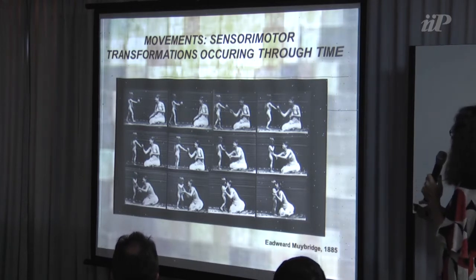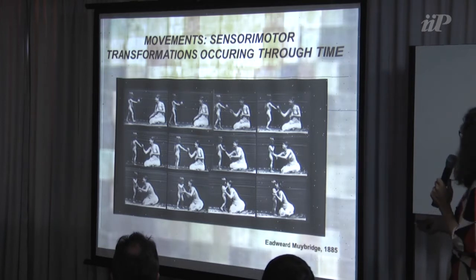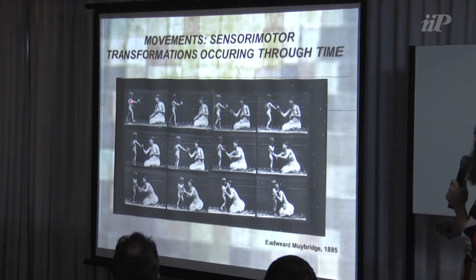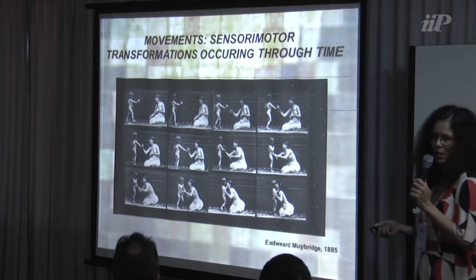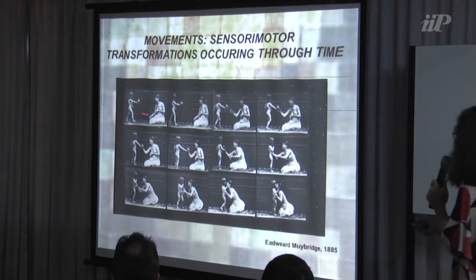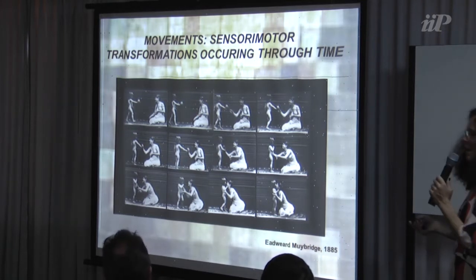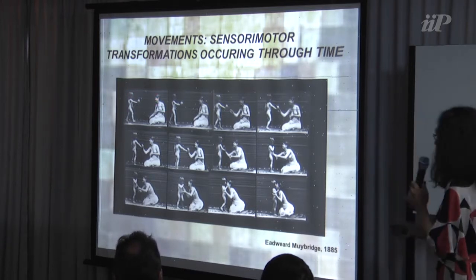And here is a very pragmatic definition of movements. We can think in terms of sensory motor transformations occurring through time. And this is a sequence of photograms taken by Edward Muybridge in the late 19th century, before the advent of the movies as we know it today. The idea here is to call your attention to the fact that when we speak in terms of human movement and movement in animal behavior in general, we can consider that they happen in a sequence of events. And we can also think that for each of those events, you have a brain activity that is correlated to the upcoming movement.